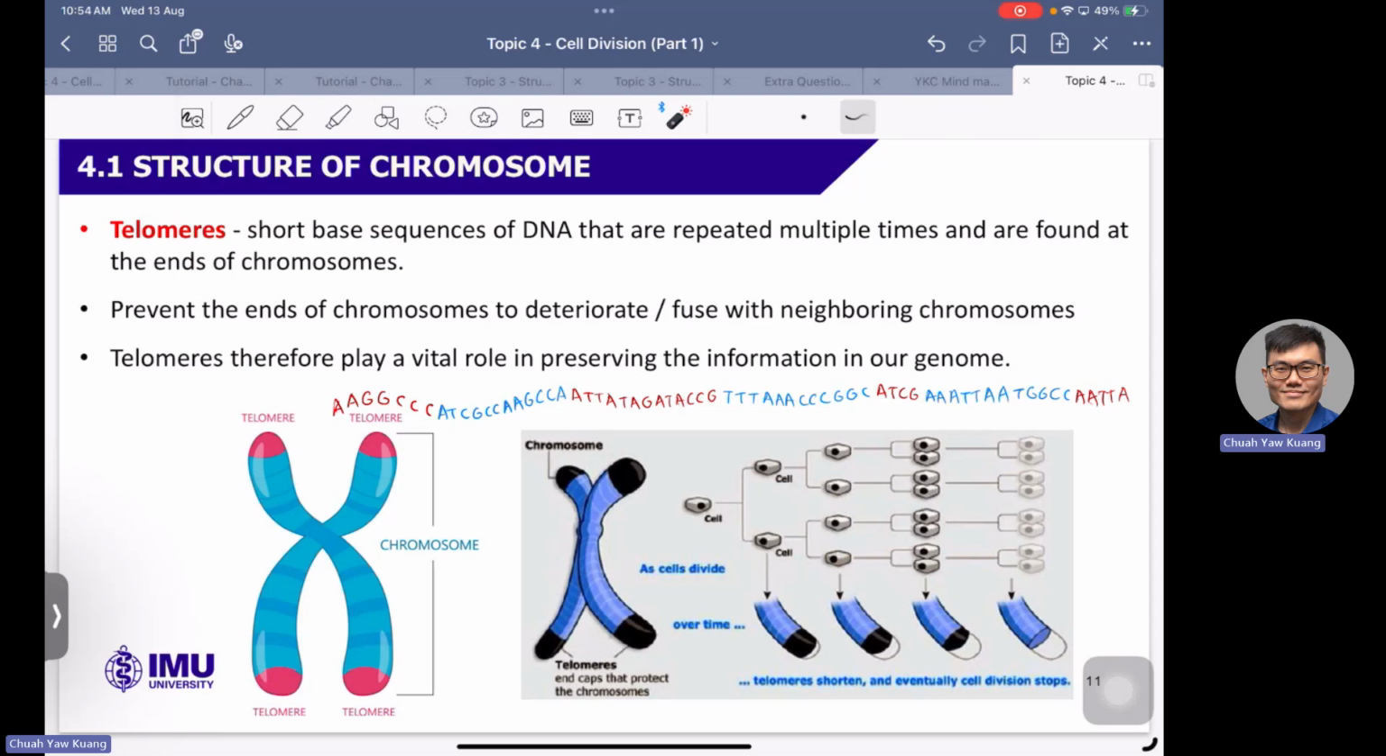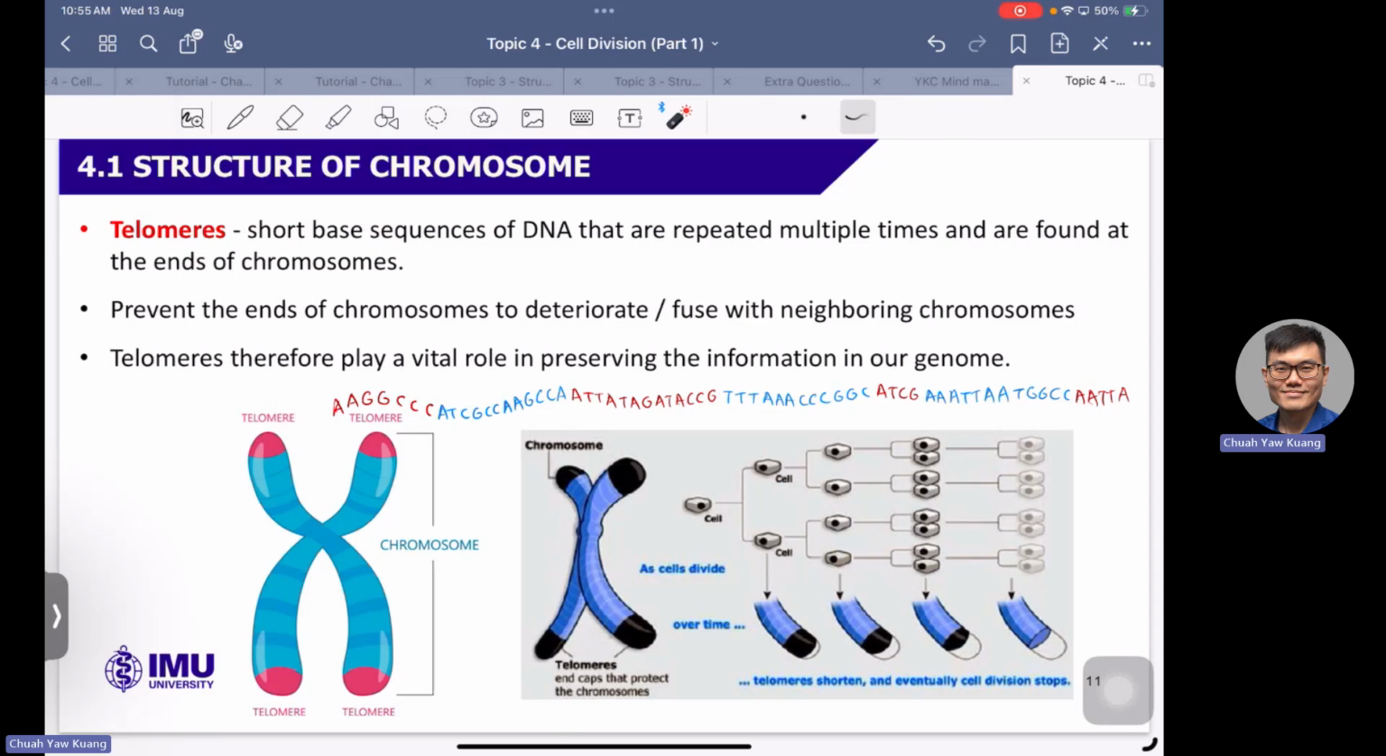Okay, why is this telomere important? Basically you've got two reasons. The first one is to preserve the DNA sequence, the gene sequence. It makes sure that the gene sequence doesn't deteriorate. That's the first function. The second function is that it prevents chromosomes from fusing together, one chromosome with another chromosome. So those are the two reasons why we need the telomere.